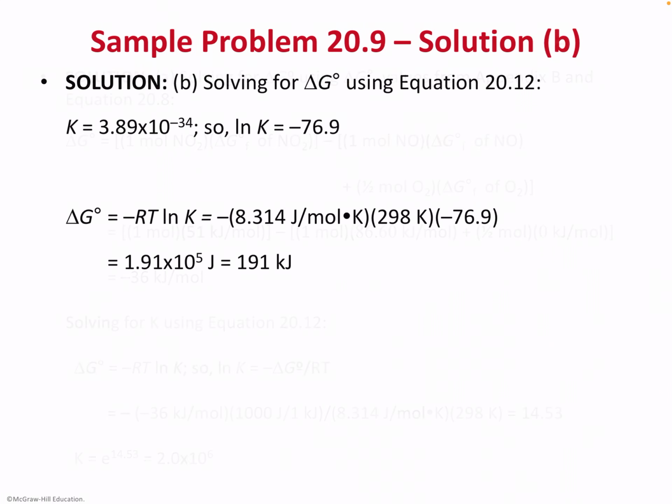So you can use again the same equation. K was given to us, delta G naught equals minus RT ln K. You can get the ln K: negative R 8.314, temperature 298, ln K negative 76.9. So when you calculate this, you can find out the delta G naught.